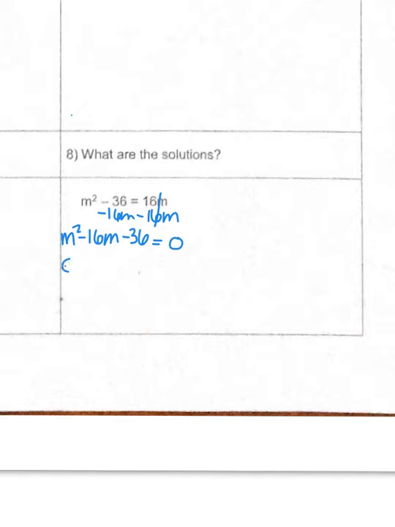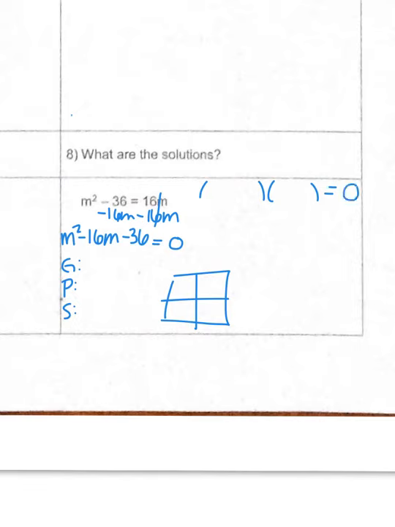So now we can factor it, all right, and then get our factored form and then figure out what value of m would make each factor equal to 0, okay?